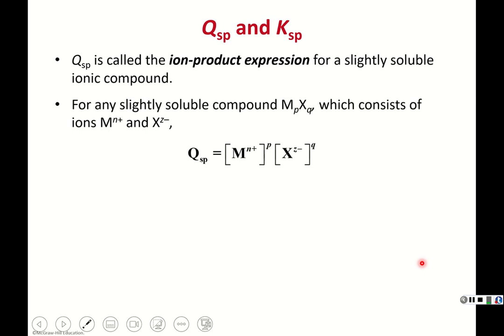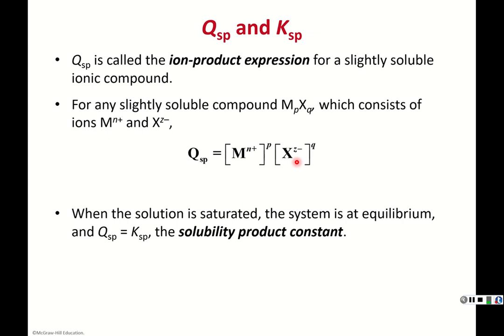So we can write a generic form of this, Qsp. For our compound, that would be MpXq, and then the p and q are the coefficients, right? For any of those, we're going to have the concentration of M raised to that power, whatever that coefficient was, times the concentration of X raised to that power. So these are pretty easy, okay? You just look at the formula of the ionic compound you're looking at, and that Qsp is going to be the concentration of each of the ions in it multiplied by each other. Right?